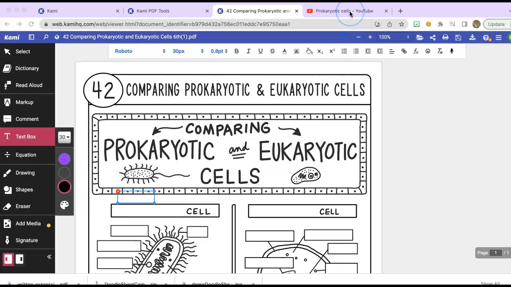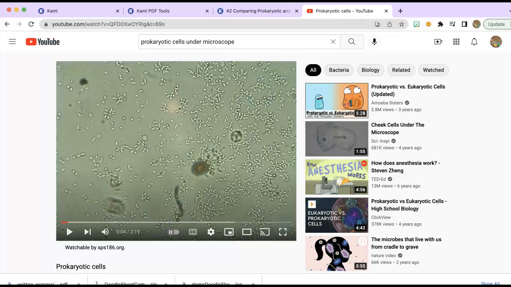So first things first, before you complete your notes, let me come over here to this video and have you take a look. So I'm going to hit play, and what you're going to see is a bunch of little bacteria moving around. These are what we call prokaryotic cells. They are different from the animal cell that we've been talking about because they're not as fancy or full of parts and pieces like the animal cell. Take a look.